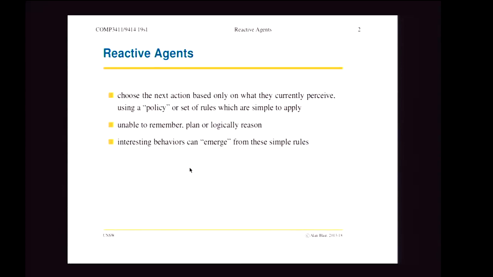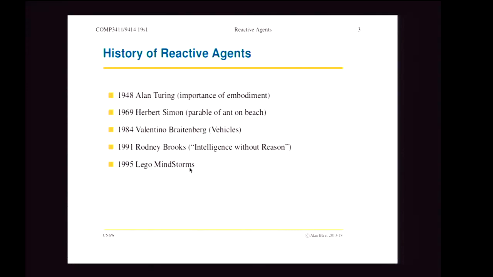So remember, reactive agents choose the next action based only on what they currently perceive, using a policy or a set of rules which are simple to apply. They can't remember, plan, or logically reason, but nevertheless, interesting behaviors sometimes emerge from these simple rules. Now, Alan Turing, at the end of his life, wrote an interesting essay which was published posthumously, where, among other things, he talks about the importance of embodiment, of building a robot that can travel around and observe and interact in the world.